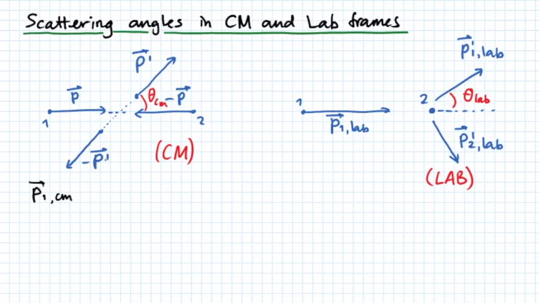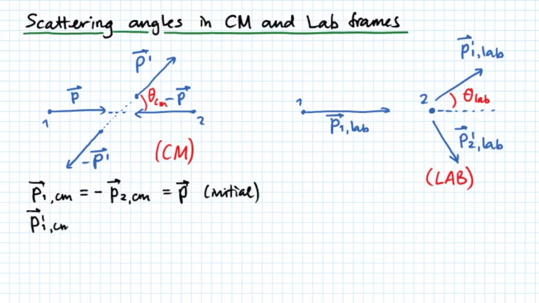the momentum of the first particle in the center of mass is equal to the momentum of the second particle with a minus sign and is equal to just p. That's the initial momentum. The final momentum, p1 prime in the center of mass, is again equal to the opposite of the second particle center of mass prime and is given by p prime.